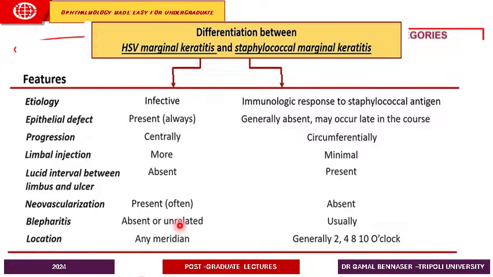However, in the staphylococcus variety of marginal keratitis, it usually progresses circumferentially, with minimal limbal injection, and usually there is a lucid interval. This is very important. New vascularization is absent, and it is usually associated with blepharitis. It is commonly located at 2 o'clock, 4 o'clock, 8 o'clock, and 10 o'clock. These are some of the differential points. The main thing is that in the herpetic marginal ulcer, there is no lucid interval, there is no vascularization, and there is no blepharitis.